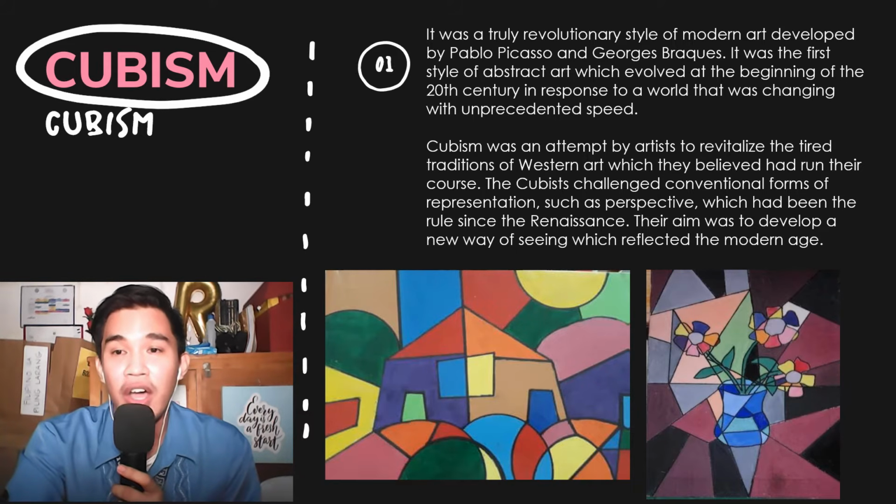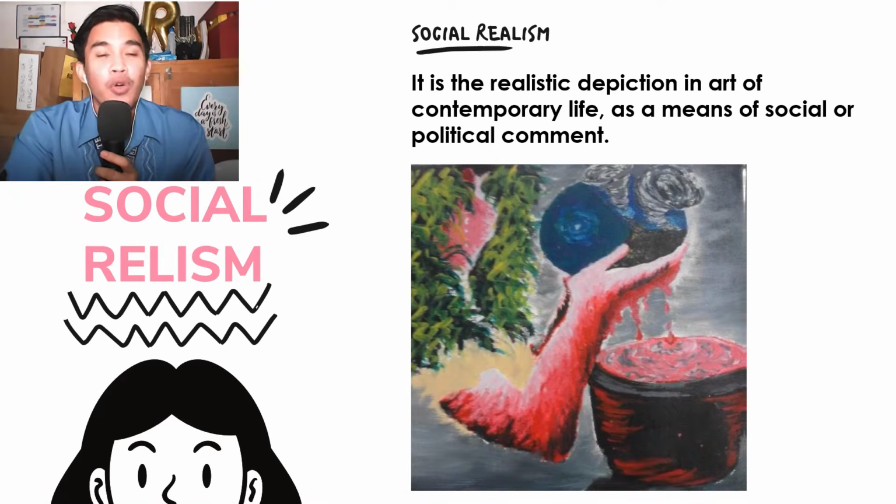Let's proceed to the next type, which is all about social realism. Social realism is the realistic depiction in art of contemporary life as a means of social or political comment.